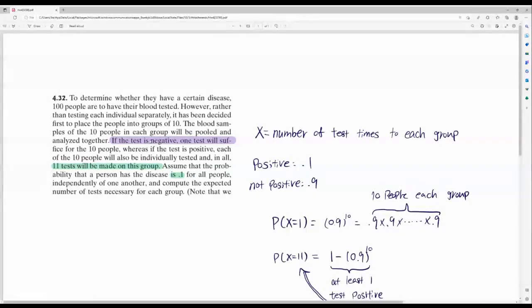If the test is negative, one test would be sufficient for the 10 people, whereas if the test is positive, each of the 10 people will also be individually tested, and in all, 11 tests would be made on this group. Assume that the probability that a person has a disease is 0.1 for all people independently of one another, and compute the expected number of tests necessary for each group.